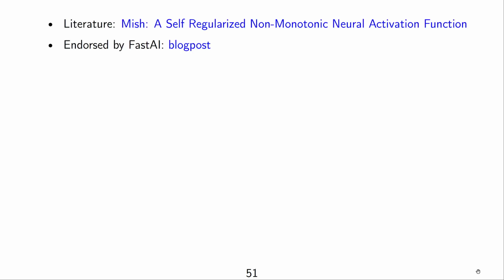What I just wanted to say here, why I think this Mish function is very interesting, is because it has been endorsed by Fast AI as making a significant difference in their tests, mainly on classification neural networks, and you can read this blog post about it. But the people at Fast AI are extremely good at working on these practical competitions, and so when they endorse something, it's often a good idea to try it.